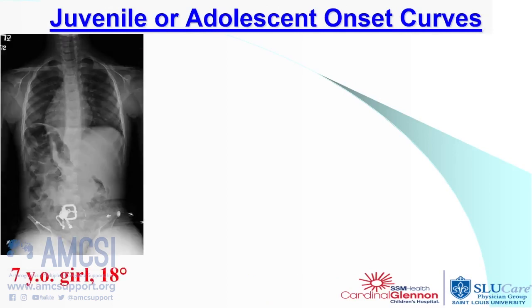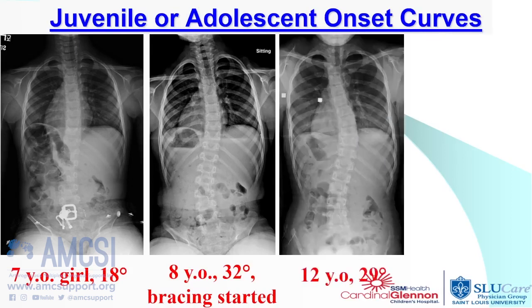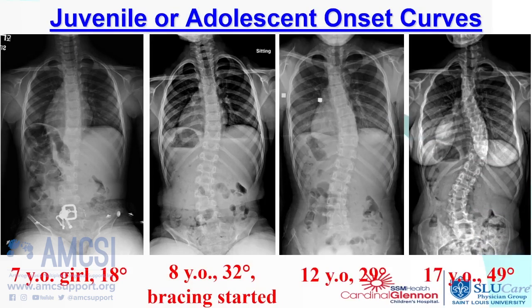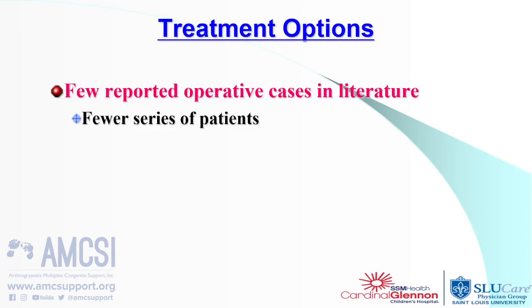And on the adolescent side, here's a 7-year-old girl with an 18-degree curve, and we started bracing. The curve slowly got bigger, but we were able to keep it in control a fair amount. And then here she is at skeletal maturity, curve right under 50 degrees, and she's actually held there, so we watch her very carefully. What are the treatment options for kids with scoliosis who have arthrogryposis?